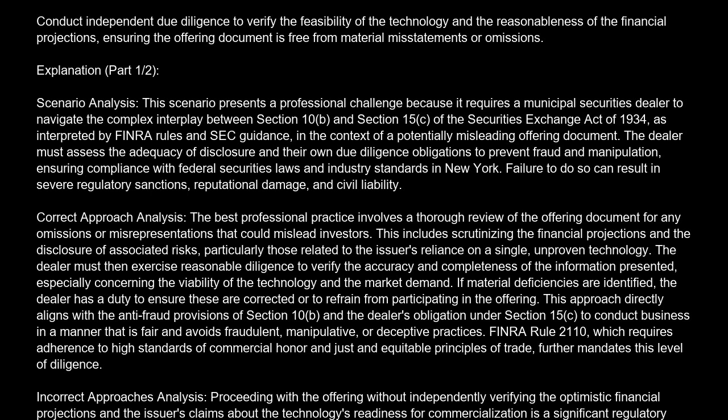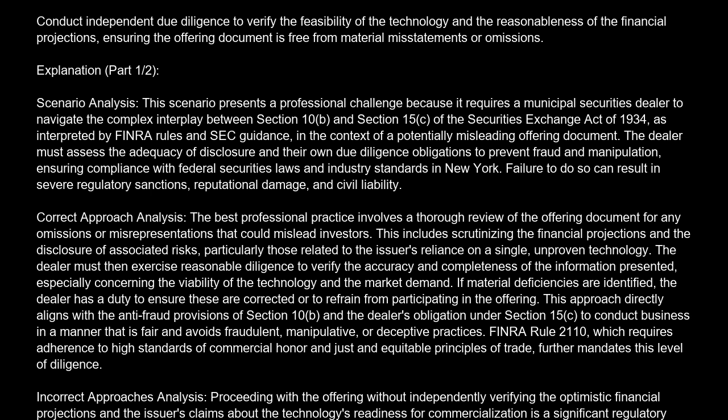Correct approach analysis. The best professional practice involves a thorough review of the offering document for any omissions or misrepresentations that could mislead investors. This includes scrutinizing the financial projections and the disclosure of associated risks, particularly those related to the issuer's reliance on a single, unproven technology. The dealer must then exercise reasonable diligence to verify the accuracy and completeness of the information presented, especially concerning the viability of the technology and the market demand.